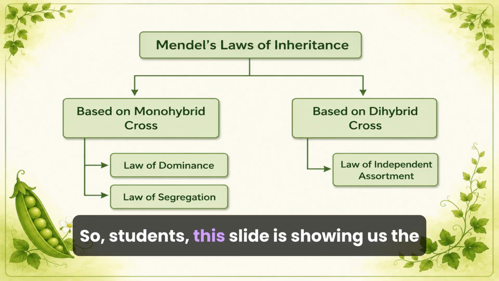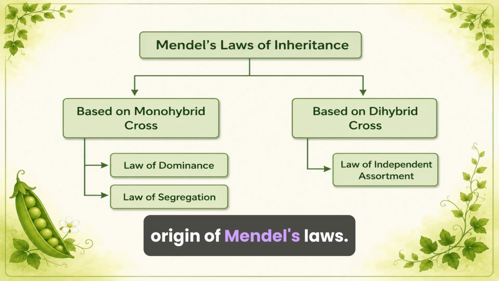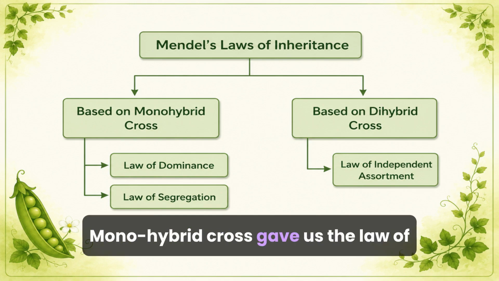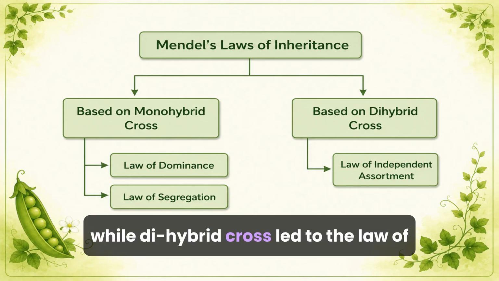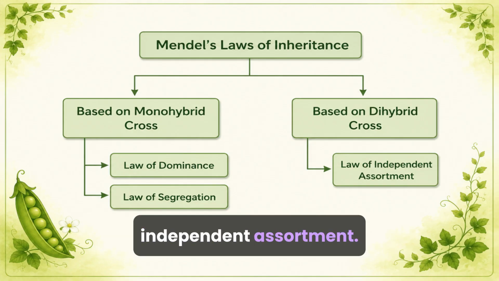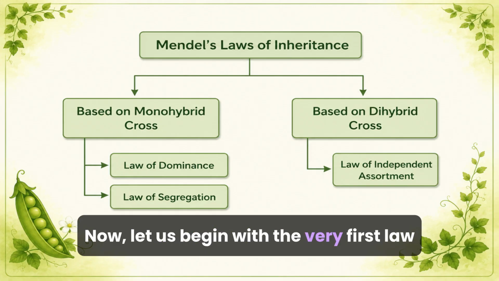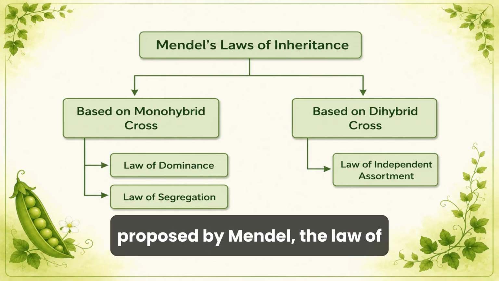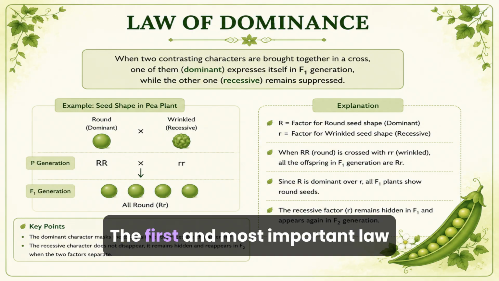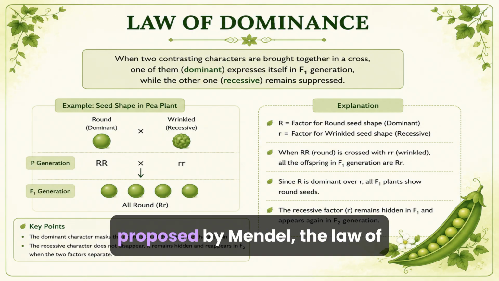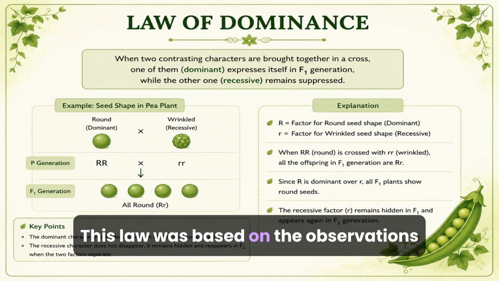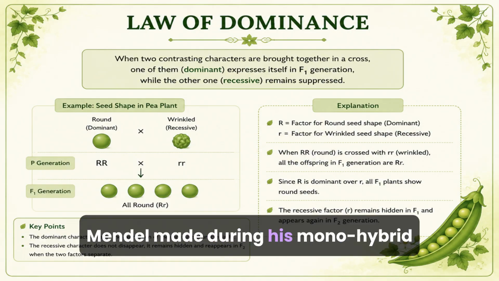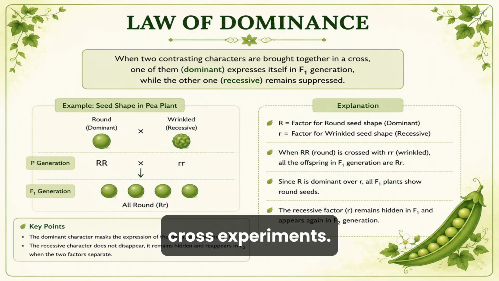So students, this slide is showing us the origin of Mendel's laws. Monohybrid cross gave us the law of dominance and the law of segregation, while dihybrid cross led to the law of independent assortment. Now, let us begin with the very first law proposed by Mendel, the law of dominance. The first and most important law proposed by Mendel, the law of dominance. This law was based on the observations Mendel made during his monohybrid cross experiments.